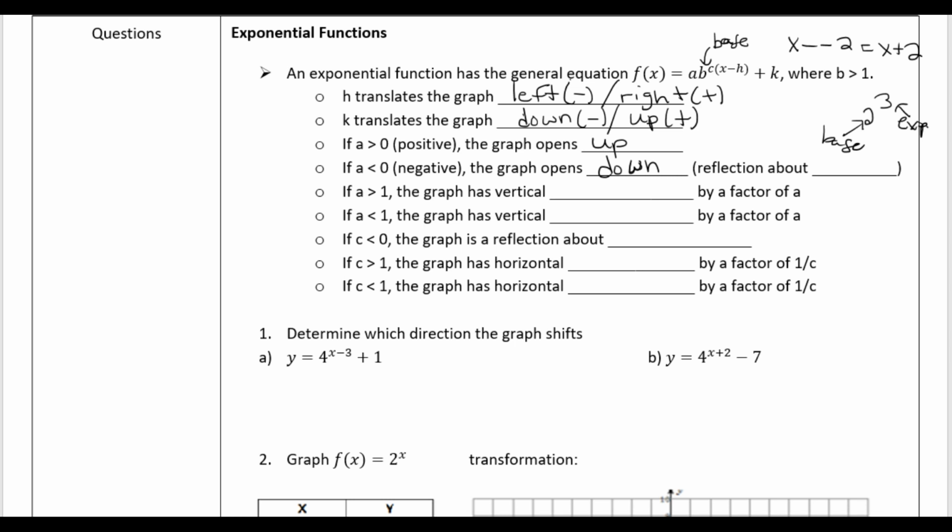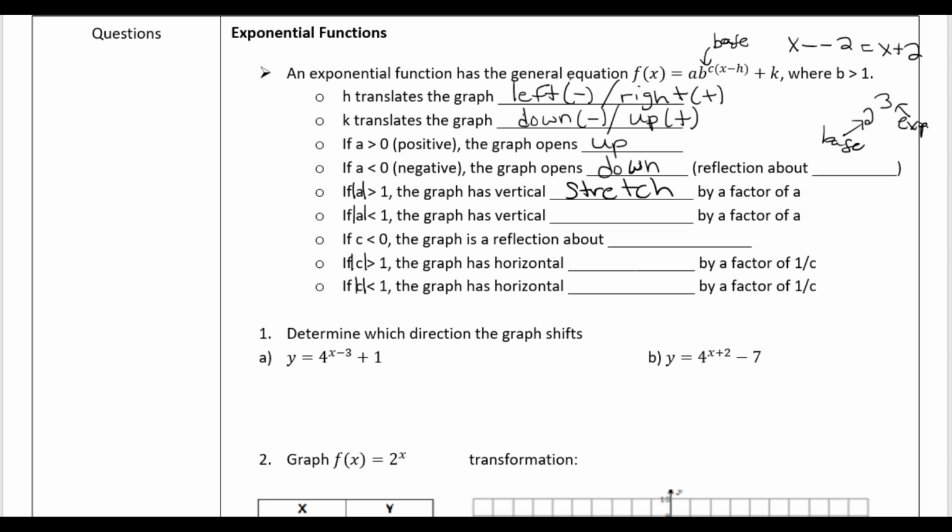If the absolute value of a is greater than 1, we're going to say absolute value, and the reason is that you can have a negative value that's big. As long as the absolute value is greater than 1, then you can use this condition. Make sure you include the absolute value; I forgot to include that there. So if the absolute value is bigger than 1, that means the graph has a vertical stretch by a factor of a.